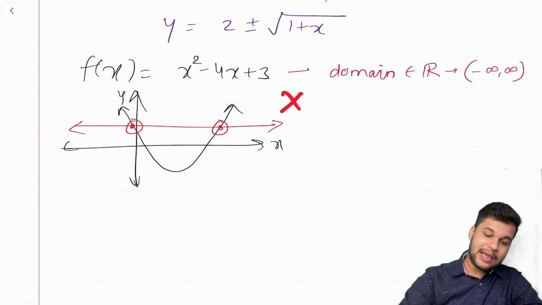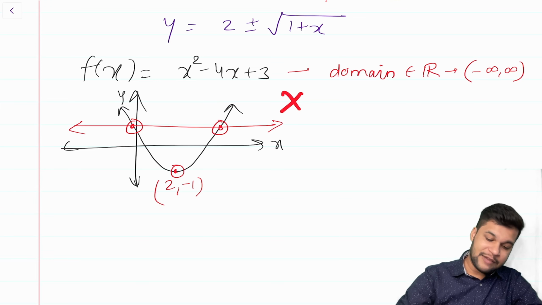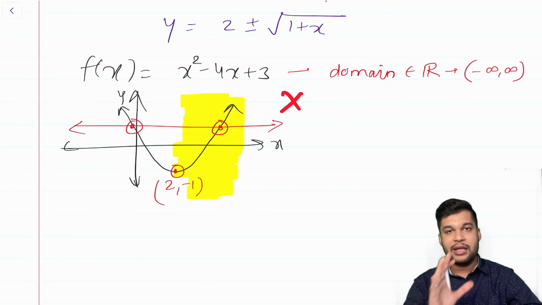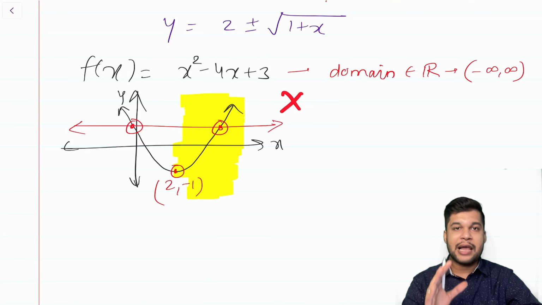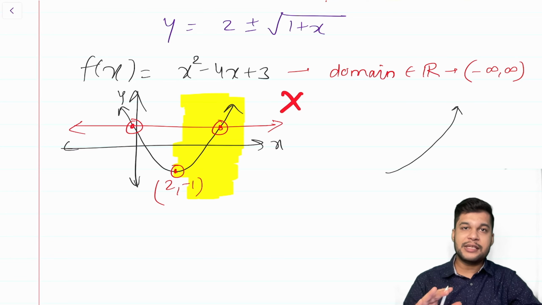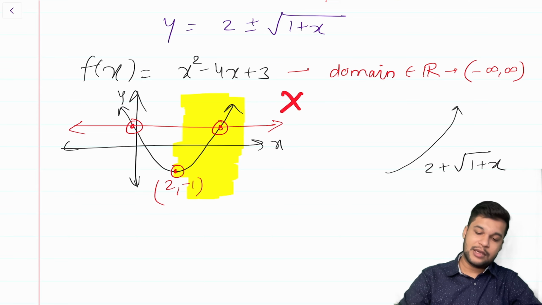So guys, if I restrict the domain, if you do it on Desmos, you will know that this point is going to be 2 comma minus 1. So let's say if I say that my domain is only this much. If I restrict the domain, if I say only this highlighted part is my graph, the left half is not my graph, then only for the right half, the inverse will exist, right? If only this is my graph, then for this graph, the inverse will exist. What will be the inverse? The inverse will be 2 plus root of 1 plus x.